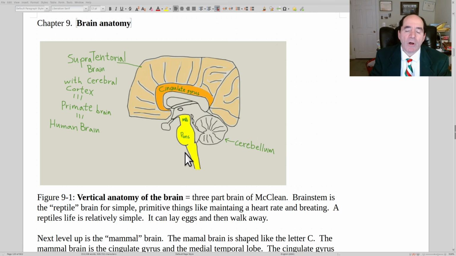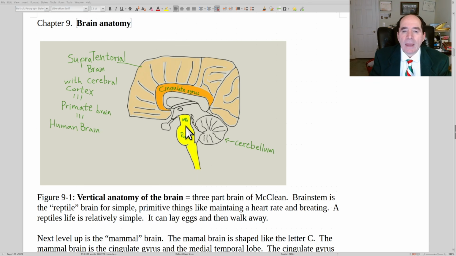Okay, there's something called the triune, or three-part, brain of MacLean. He was a Harvard neuroanatomist, and it's sort of an evolutionary idea that the brainstem right here, midbrain, pons, and medulla, that then connect to the cervical spinal cord, are the reptile brain.